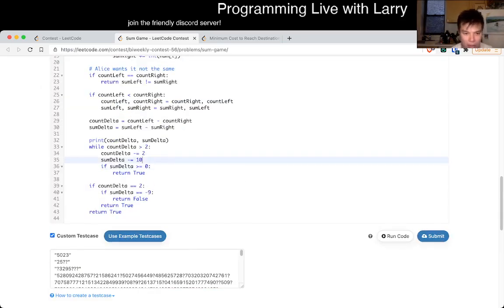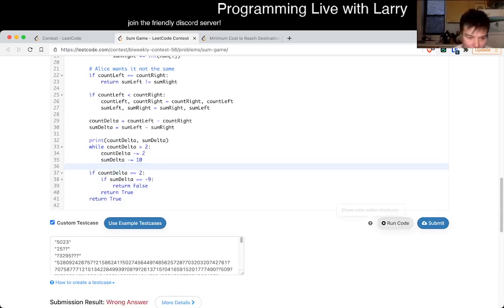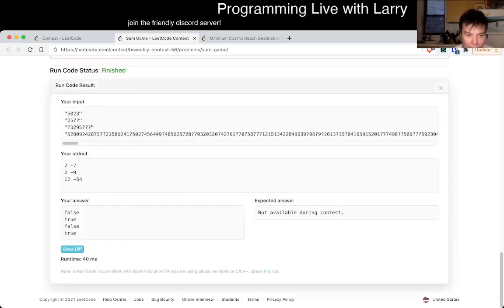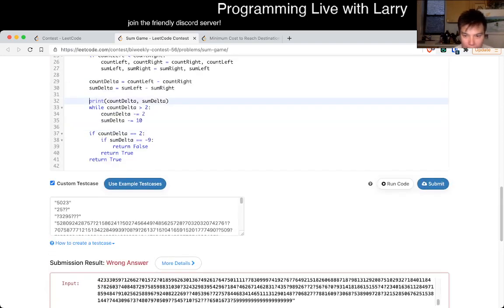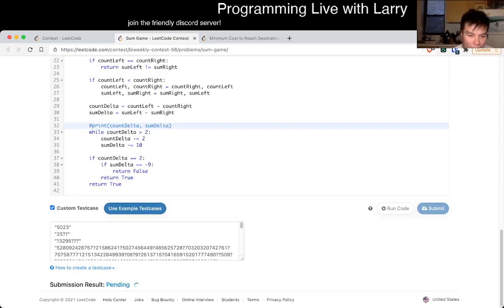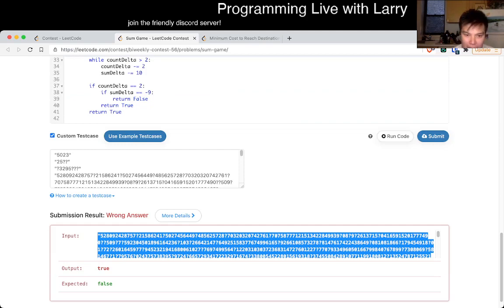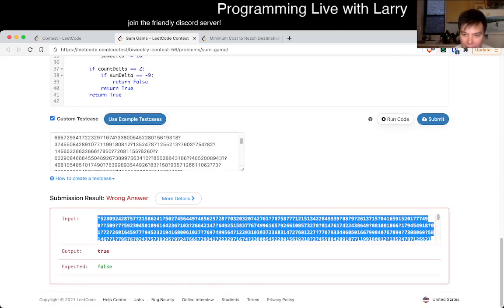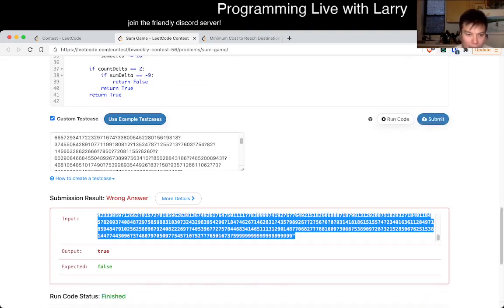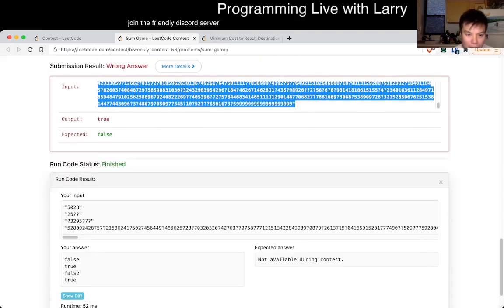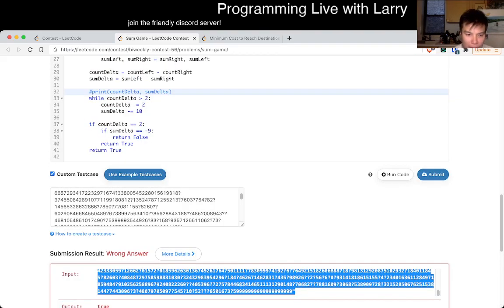I don't know if this is necessary. Is this necessary? Let's try again. Wait, did I not? This is the same case, so I'm just being sloppy as well. But we expect it to be false. Okay.